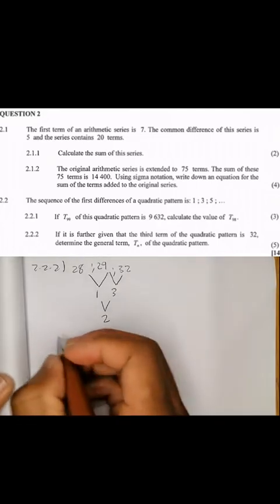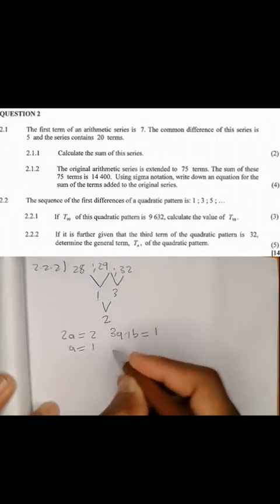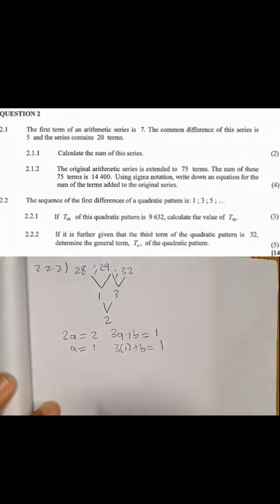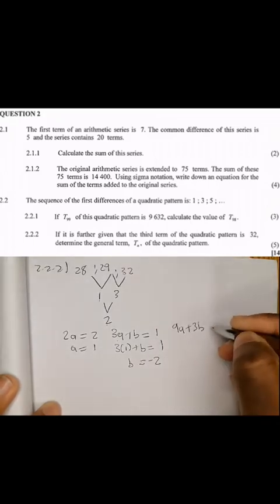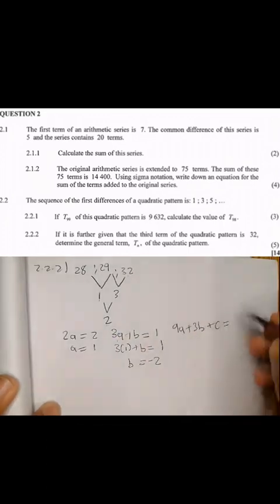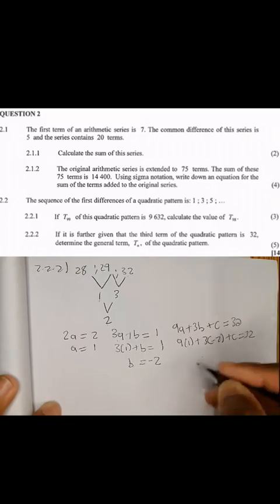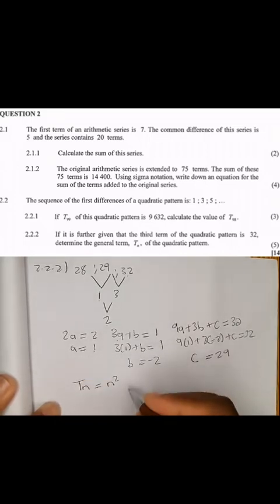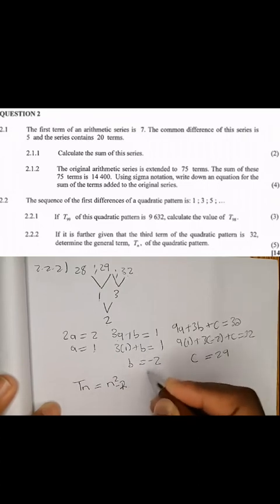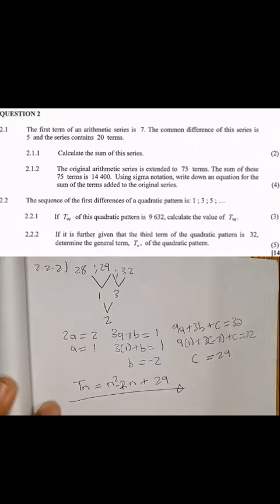And then now we can find the equation. We know that the formulas are 2a is equal to 2 to find a, right, which a will be equal to 1. And then for the second one, it's 3a plus b is equal to 1, right? And then we substitute a, which is 3 plus b is equal to 1, and then b will be equal to -2. And then now we are looking for c. We're going to say 9a plus 3b plus c is equal to the third term, which is 32, and then 9 into 1 plus 3 into -2 plus c is equal to 32, and then c will be equal to 29, and then you write your original equation down. Tn is equal to n squared, because a is 1, plus minus 2, because that's b, 2n, and then plus 29 as our c, and then you find your final answer for 2.2.2.